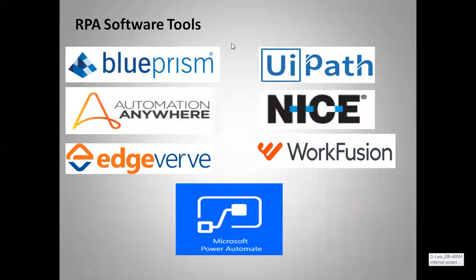So these are the software tools available in the market. There are so many, but these are the major tools available in the market, like Blue Prism, UiPath, Automation Anywhere, NICE, Edgeverve, WorkFusion, and even Microsoft is also into RPA with the tool called Power Automate.